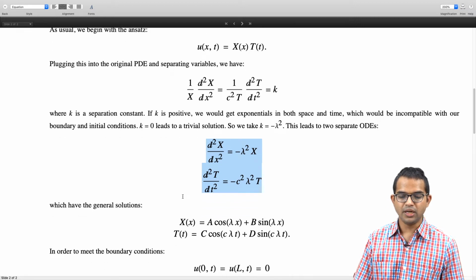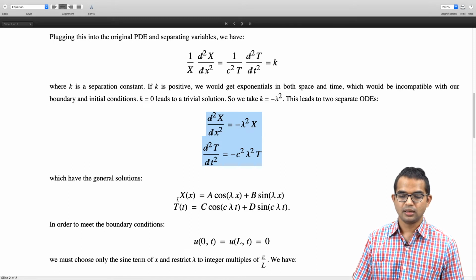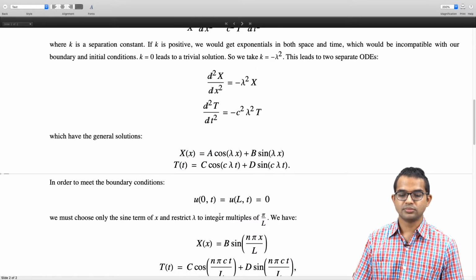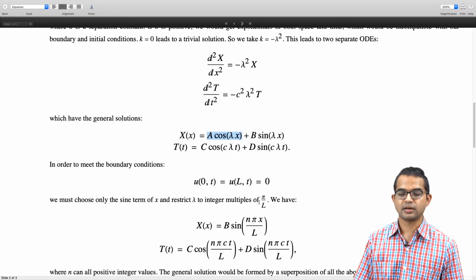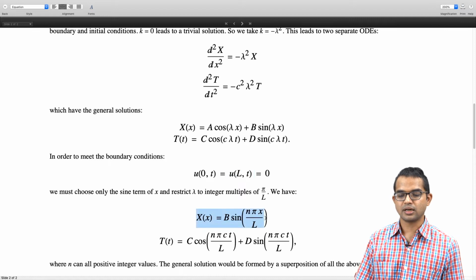So in order to meet these boundary conditions, right, when at x equal to 0 and x equal to L, you must have this function going to 0. So X of x can only have the sine term, you cannot have the cosine term, and also this lambda is constrained to be a multiple of pi by L, right. So that at x equal to L you must get 0. So X of x, once you are constrained to take this, it also constrains T of t. Specifically it forces lambda to be an integral multiple of pi by L.